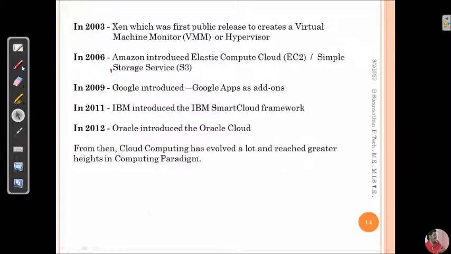In 2003, the VMM was created. VMM is nothing but the virtual machine monitor, and surely we will see much more about the VMM in a later unit.